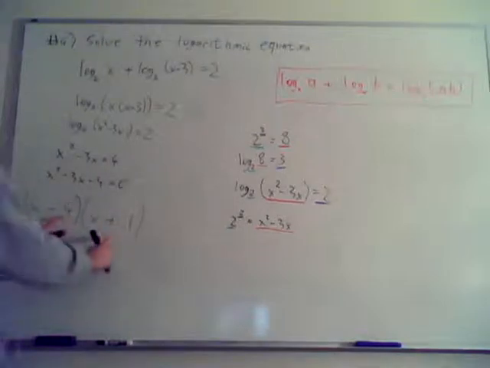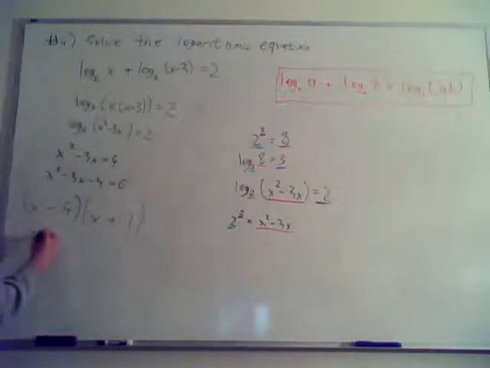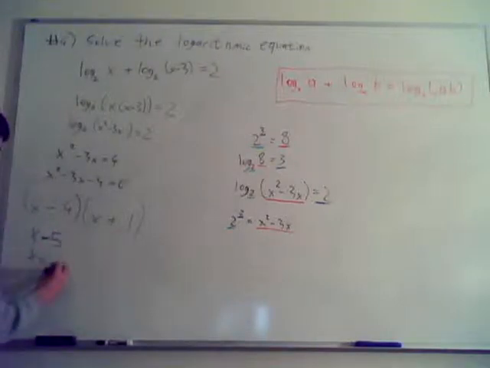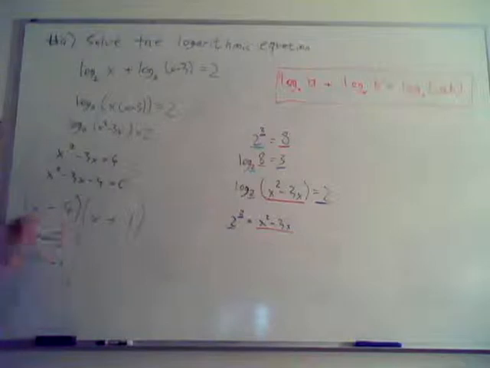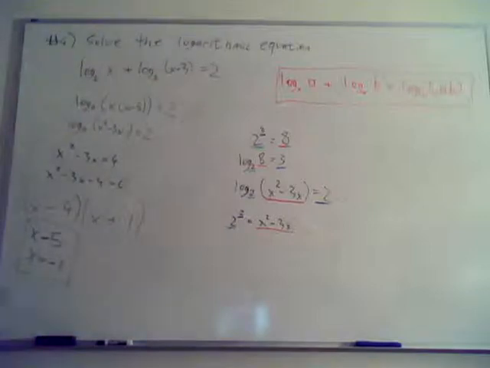Check your answer. Negative 4 times positive 1 is negative 4. We're good on that. Minus 4 plus 1 is negative 3, so we're good on that. So that means, again, remember what I said before. It is the opposite of what's in the parentheses, so it's x equals 5, x equals negative 1. And that is your answer. If you want to check it, you can plug both of them in here and see if your answer is right.